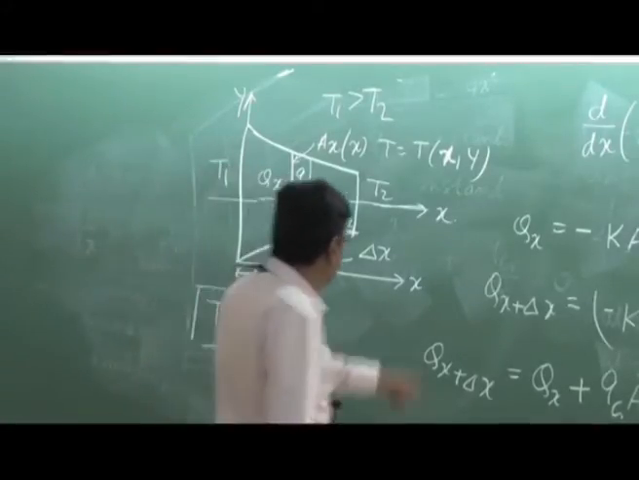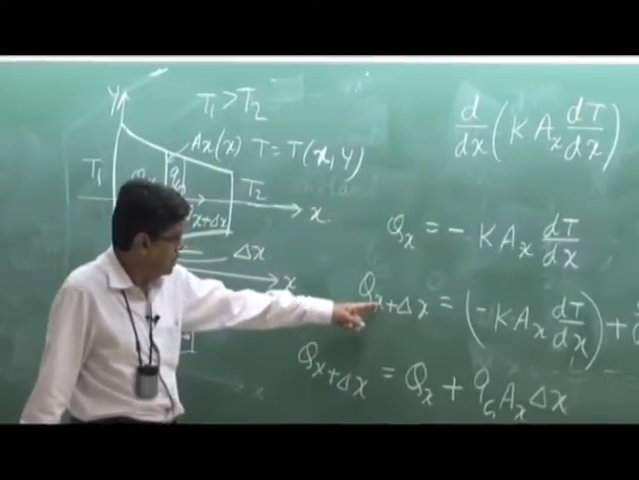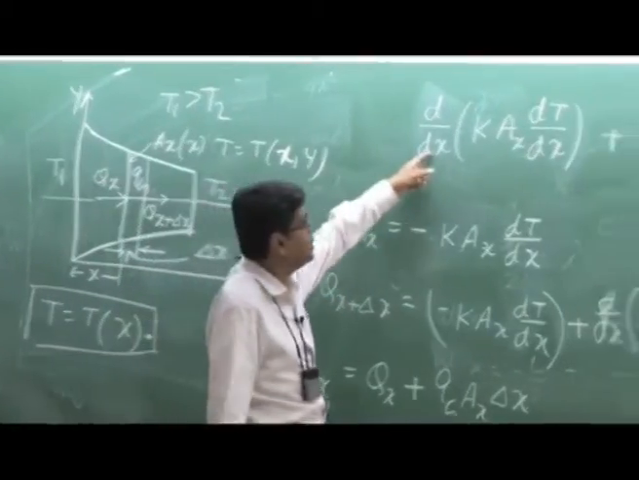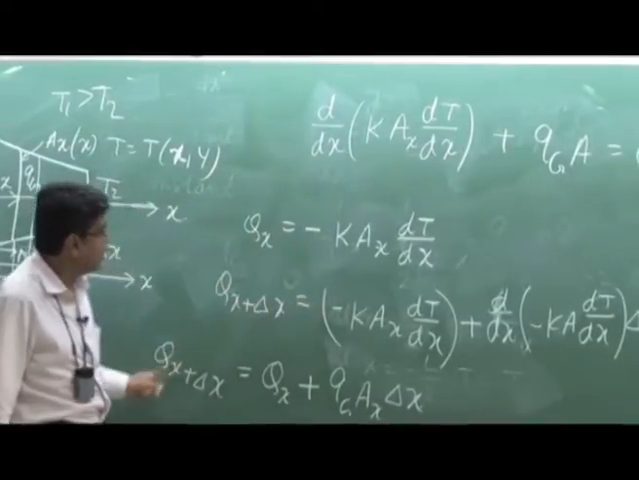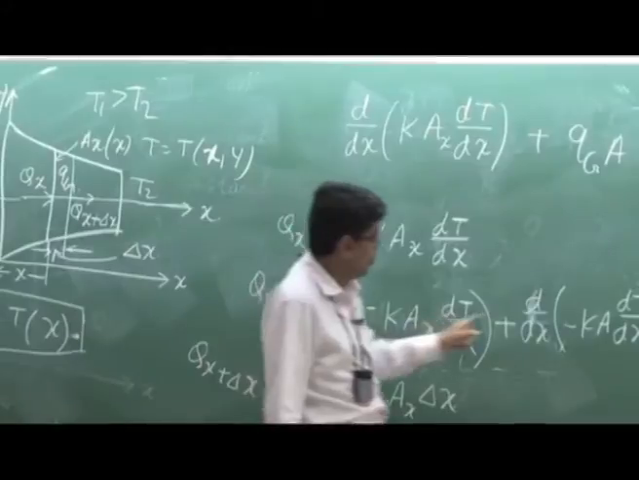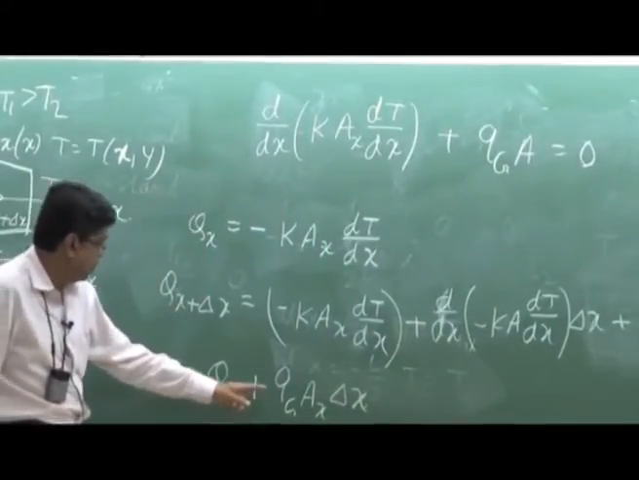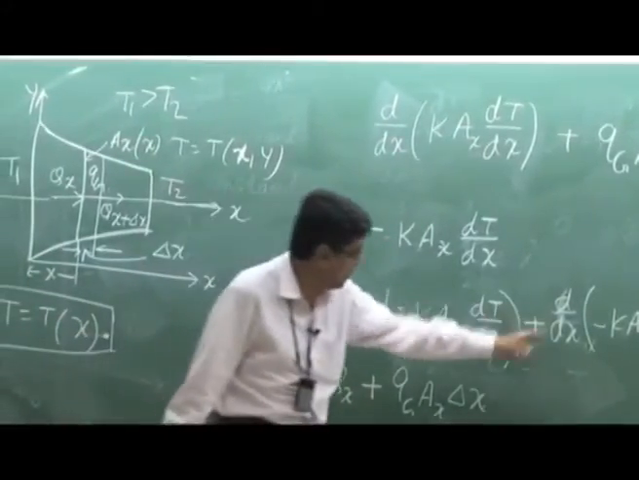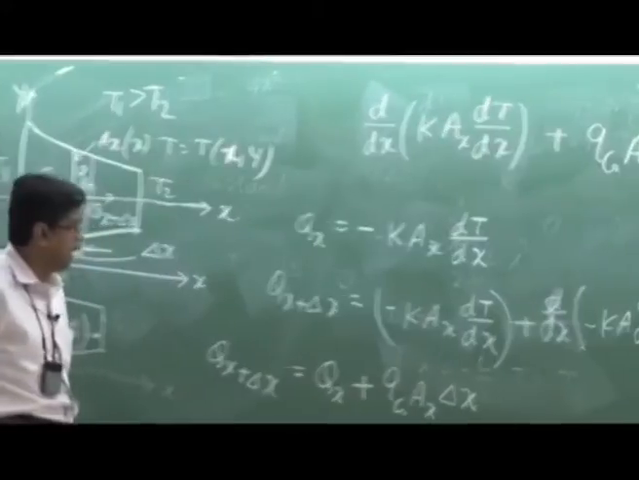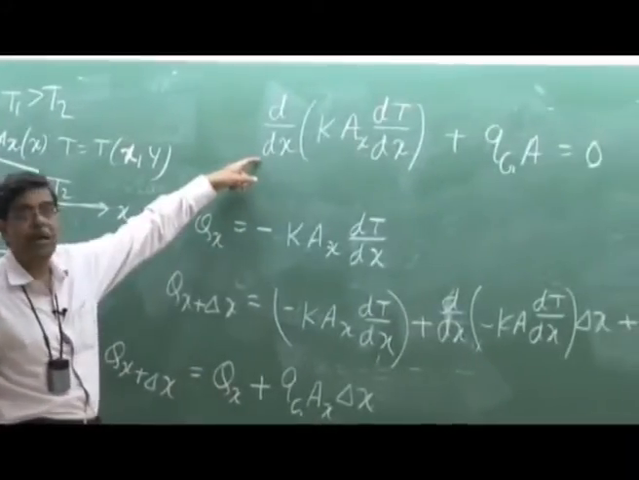So if you write this and if you make this, then you get this equation. You write this Qx plus dx this side, so this cancels, so this plus this is in the left side, this cancels, so this becomes equal to Qg Ax delta x. So ultimately by substituting these two you get this.